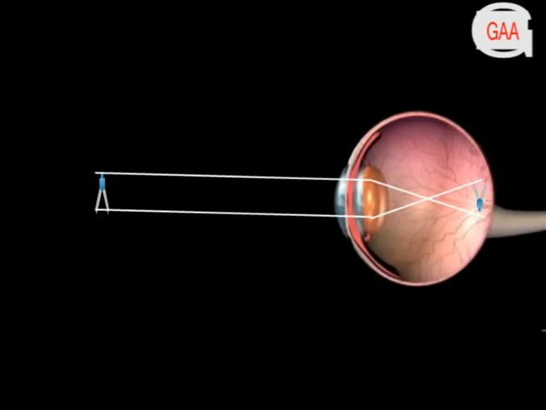The images from the left eye are interpreted by the right cerebral hemisphere and those from the right eye by the left cerebral hemisphere.